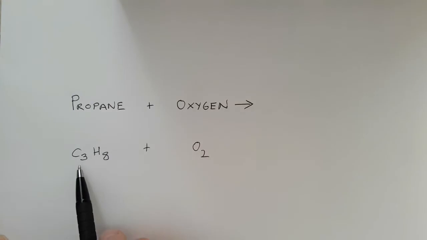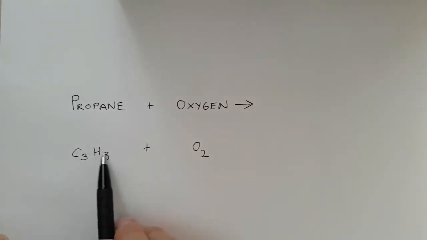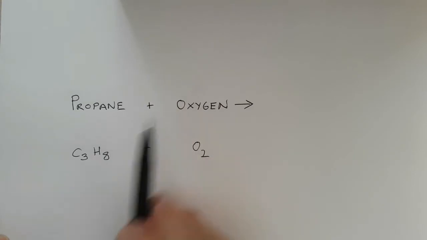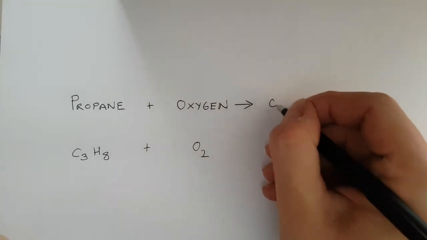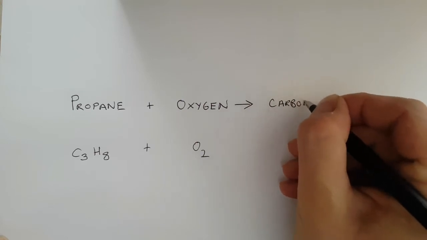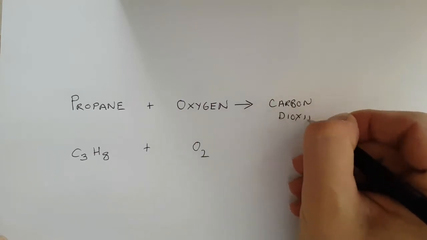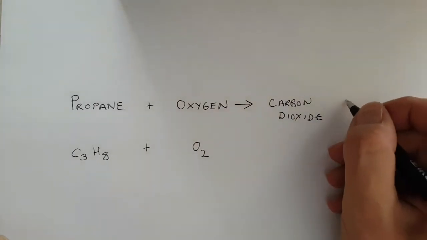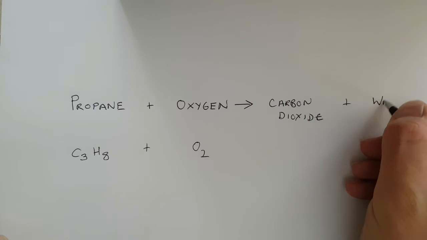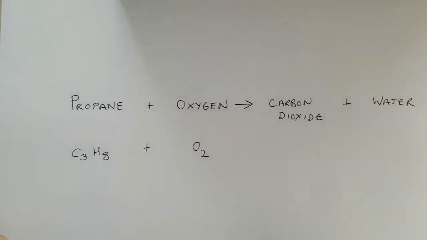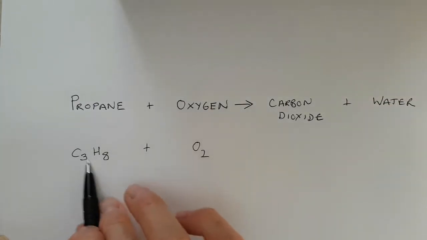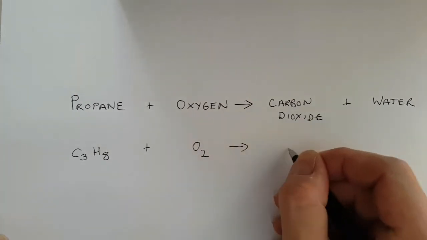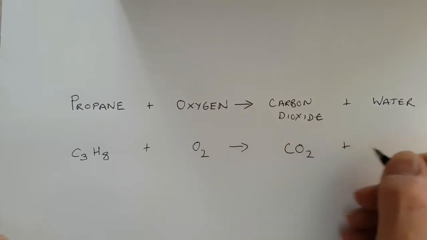Knowing that propane is a hydrocarbon, it contains carbon and hydrogen, we'll know that looking at the word equation, when it combines with oxygen, it's going to make carbon dioxide, because the carbons are combining with oxygen, and it's going to make water, because the hydrogens are combining with oxygen. So we've got CO2 plus H2O.